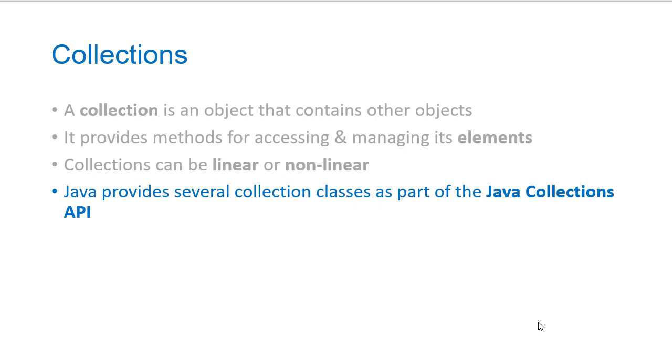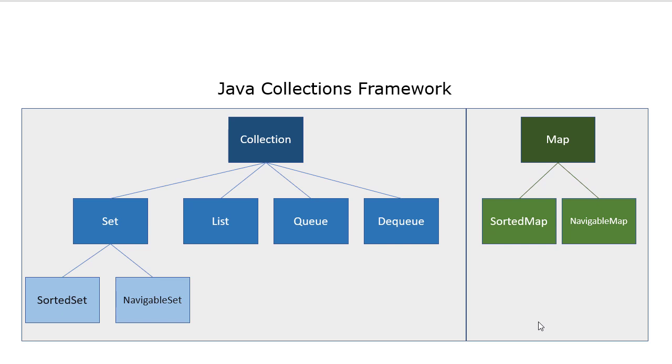Now, Java has several built-in collections that are part of the Java Collections API. Here's a very high-level overview of what those are. Maps are not actually collections, but in a lot of ways we can treat them like collections, and we'll actually talk about them in this module. For our purposes, we're mostly going to be focused on lists and queues and maps.